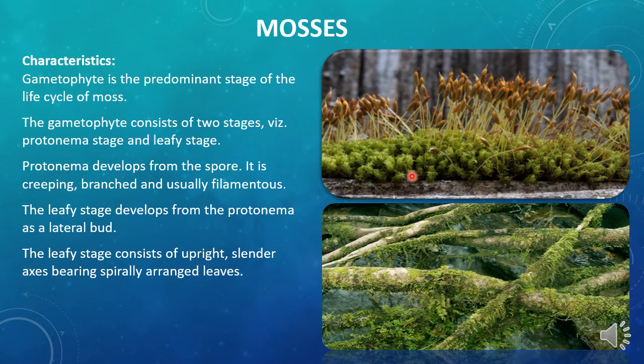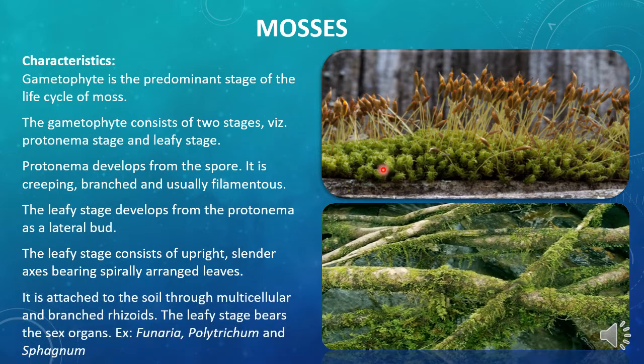So this is the leafy stage. This is the gametophyte, and it has an upright, slender axis bearing spirally arranged leaves. The leaves are spirally arranged around the axis. It is attached to the soil through multicellular and branched rhizoids. So the gametophyte is attached to the soil by the rhizoids, which are root-like structures.